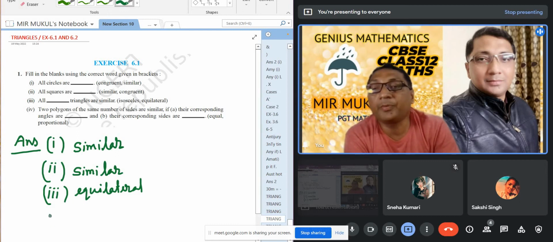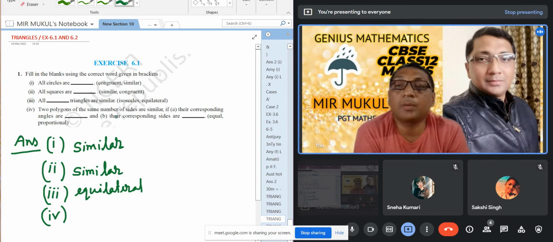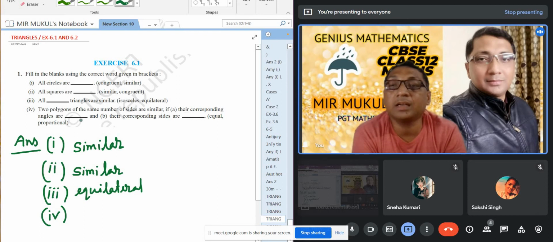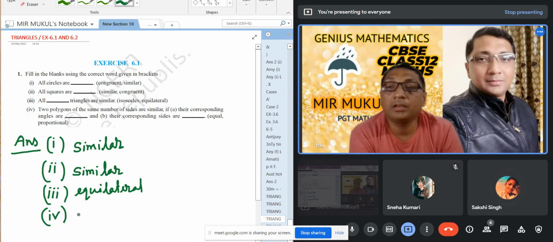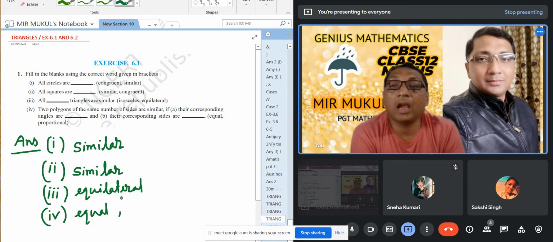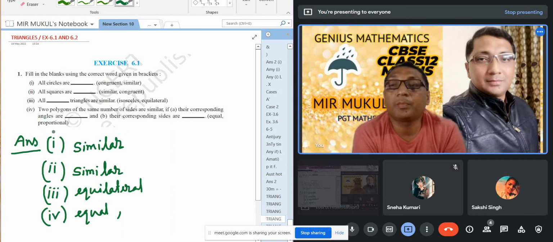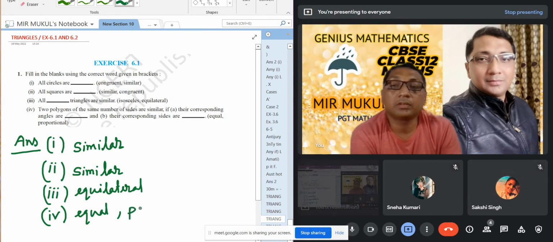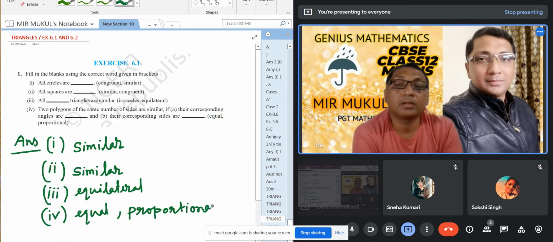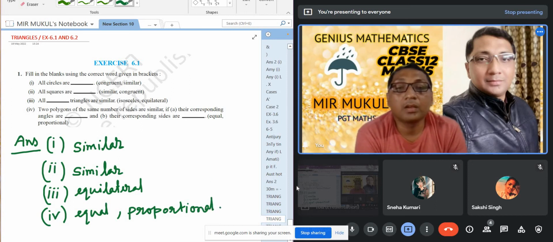Okay. Now fourth. Two polygons of the same number of sides are similar if their corresponding angles are what? Equal. The first one will be equal and the second one, their corresponding sides are proportional. Okay. So understood?